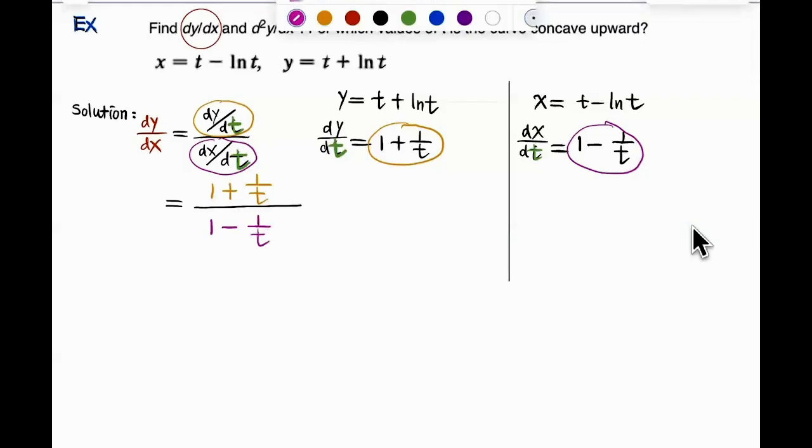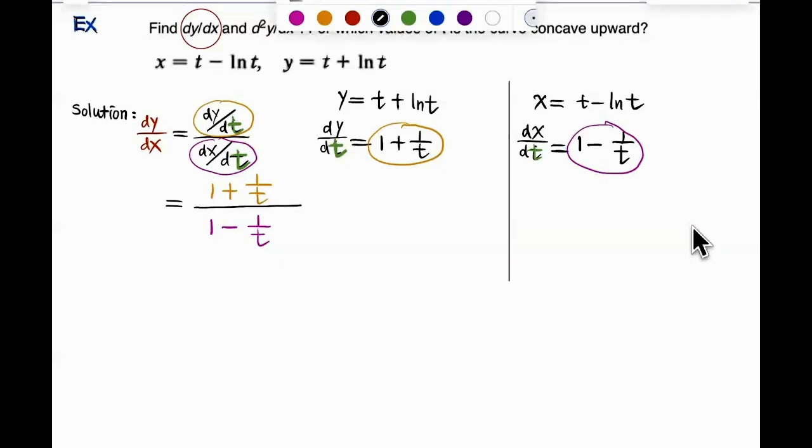Now let's try to simplify this. This is kind of like a complex fraction, right? How do you simplify a complex fraction like this? We multiply. Yes, you got it, Rani. So we multiply this up and down by the, okay, I'll do the next step.